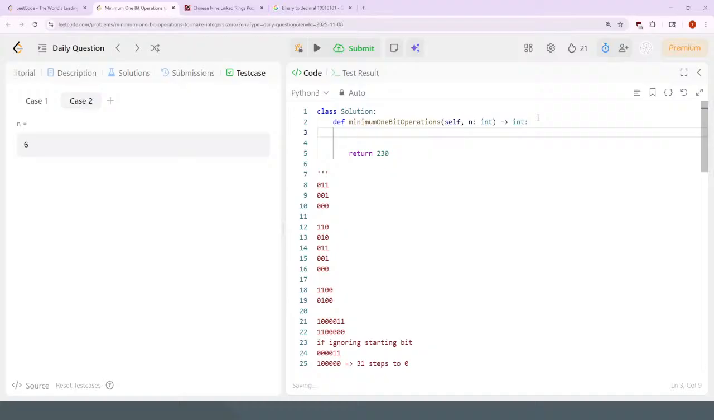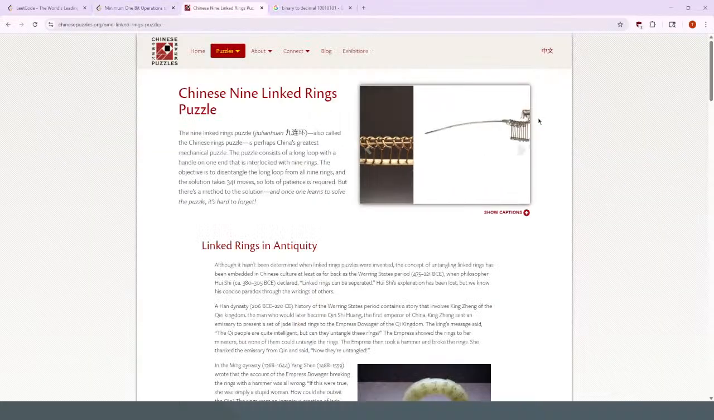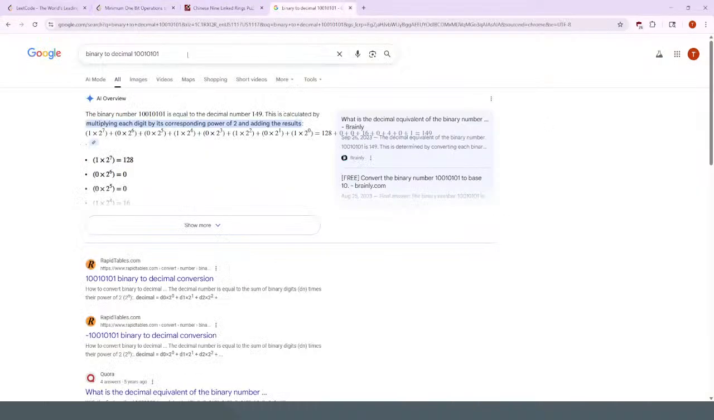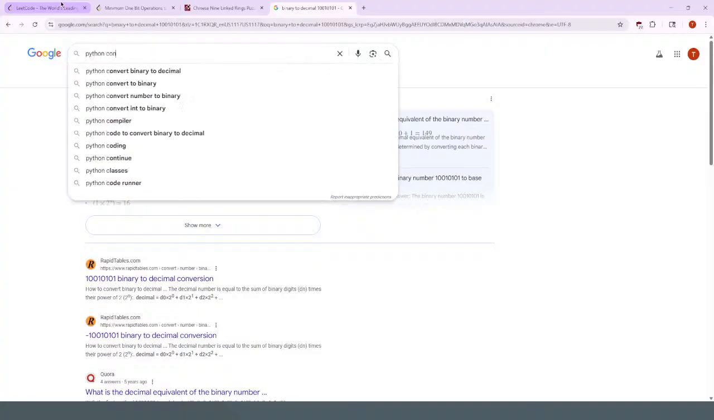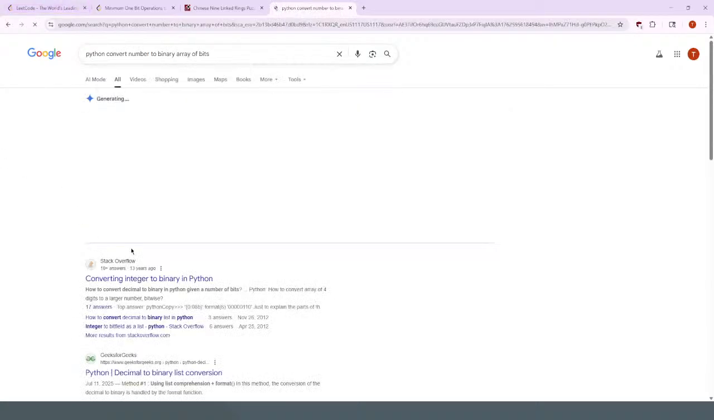So I need to figure out how long this is in binary. How do I convert? I need to convert it to a binary array, I think. I think I just need to look this up. Python convert number to binary array bits. What is the fastest way of doing that?